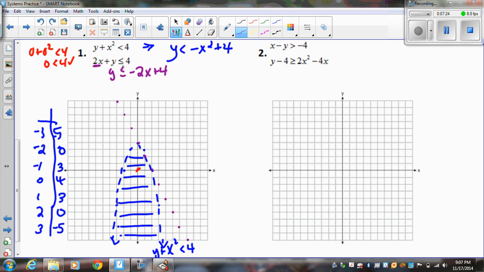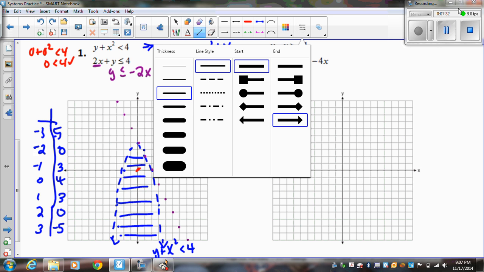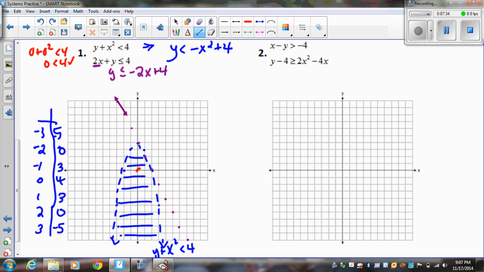Looking, I have a bar underneath, so this is a less than or equal to, which indicates that my line is actually going to be solid. Do my best to draw a nice straight line. I'm going to label that line with its original equation: 2x plus y is less than or equal to 4. And now I need to use a test point. I could use the origin again, since the origin is not on the line.